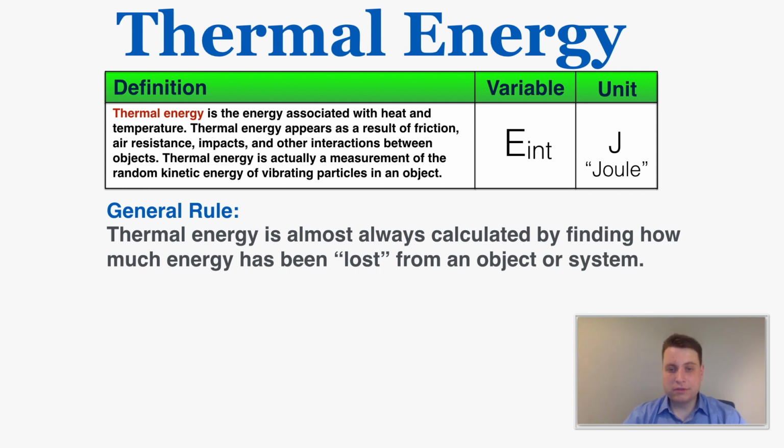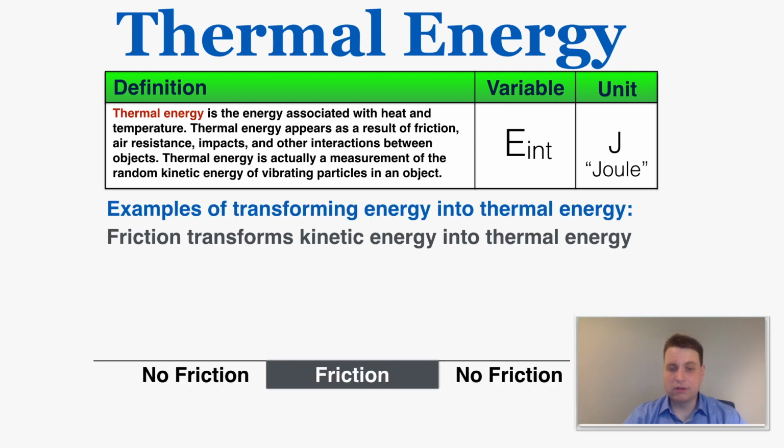Here are a few examples of transforming energy into thermal energy. Friction transforms kinetic energy into thermal energy, so if an object is moving along the ground and it encounters friction, it's going to have less kinetic energy than before. And what's happening there is that the amount of kinetic energy that it lost was transformed into heat energy. And that heat energy can stay in the object, it can go into the floor, it can go into the environment around it. Thermal energy has a tendency to spread out like that. I'm using thermal energy and heat energy interchangeably here. I should probably just stick to thermal energy.